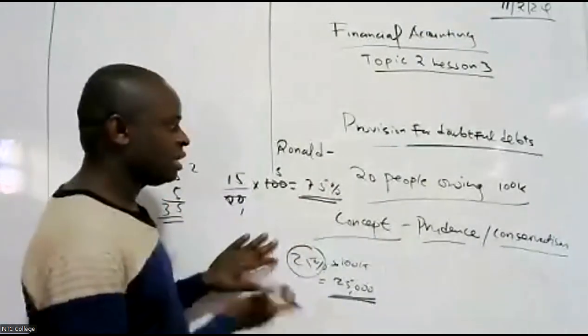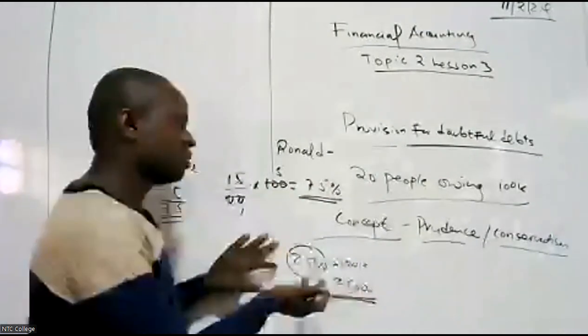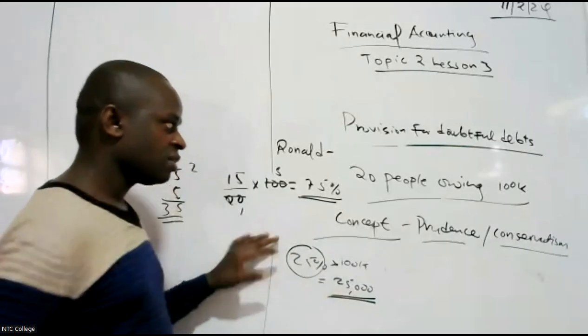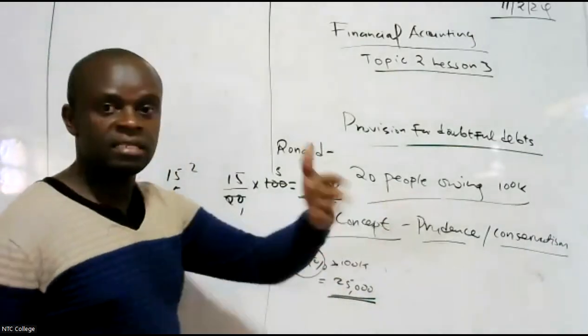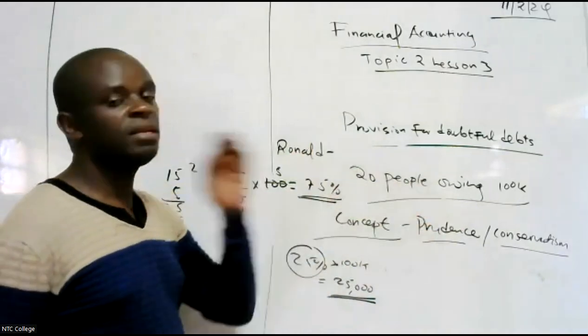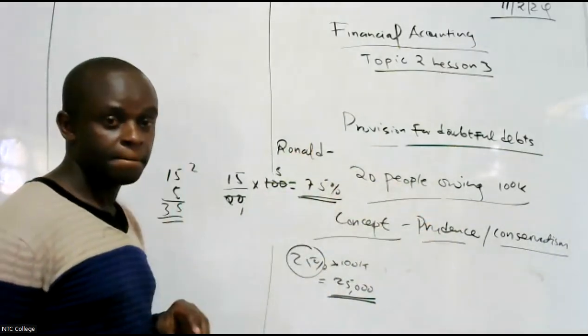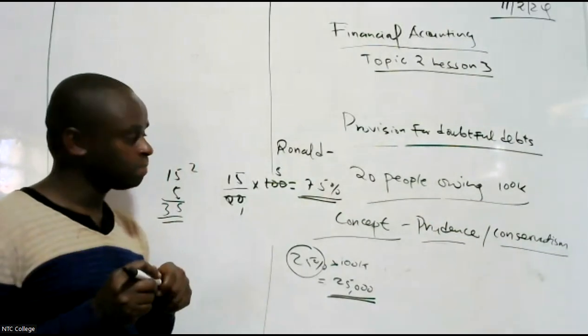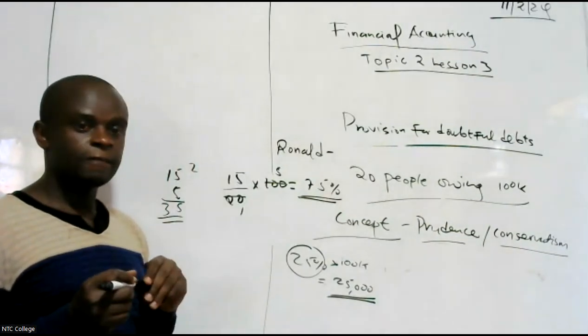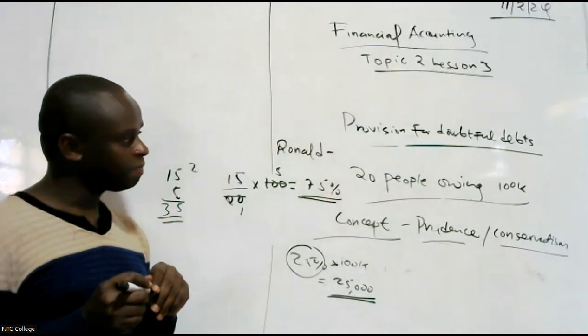And let's say someone else has got a different perception. Stacy, let's say you are in this situation. How many people are likely to pay you back your money? Maybe 18.